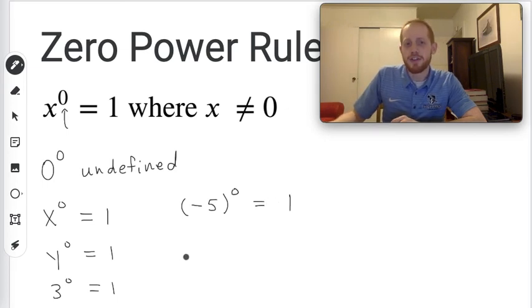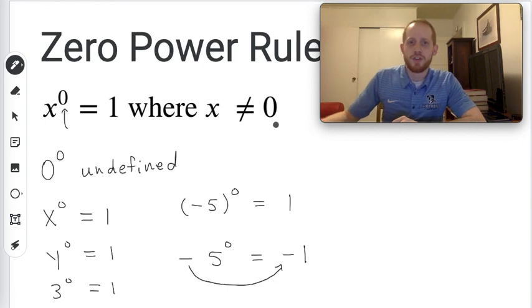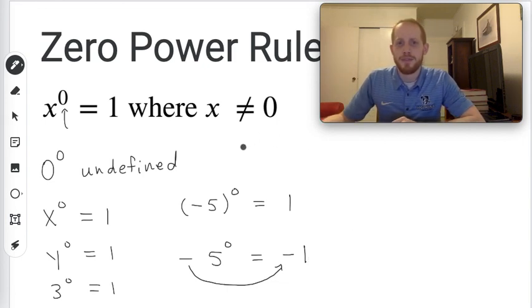But if the negative is on the outside and I don't put it inside the parentheses, then I'm going to get a negative 1, because the negative is going to move over with the positive 1. So those are the 5 exponent rules, and I hope that helps.